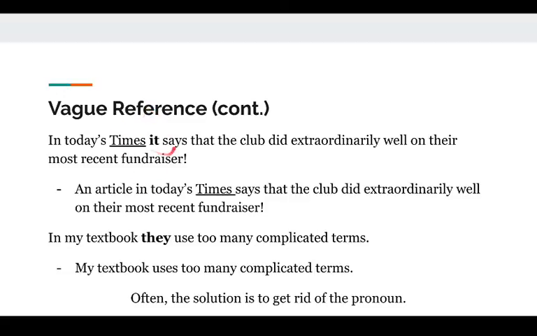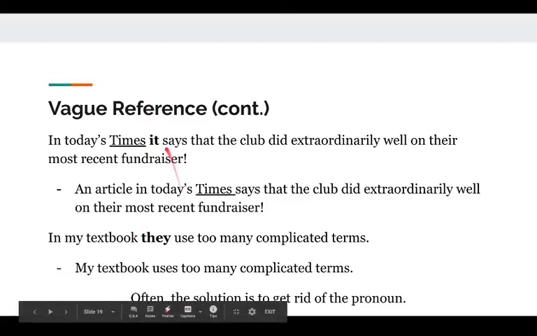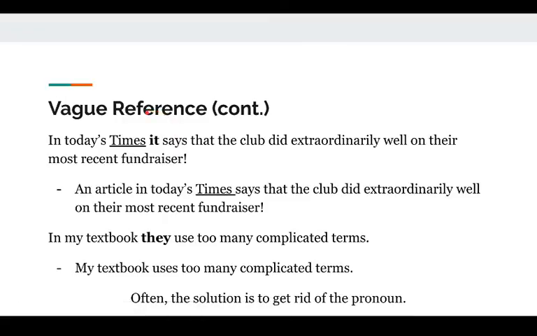Except in here, it is again a vague reference with they. We don't know what it is or what it is referring to, so that's why it makes more sense to say an article in today's Times.